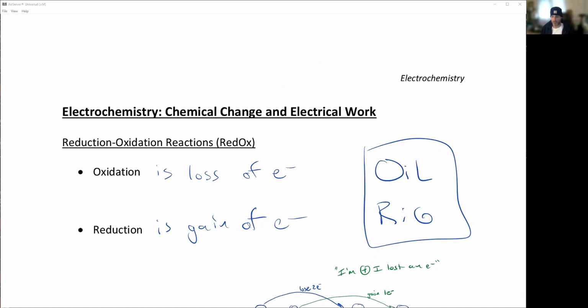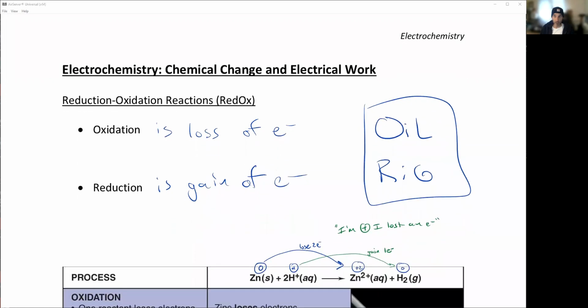So I'm going to rush through this first part because we've already covered it. We're going to cover electrochemistry. I'll probably do this in 2 or 3 parts, 2 parts probably, but here we go.